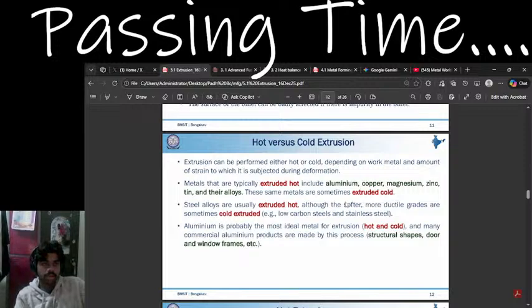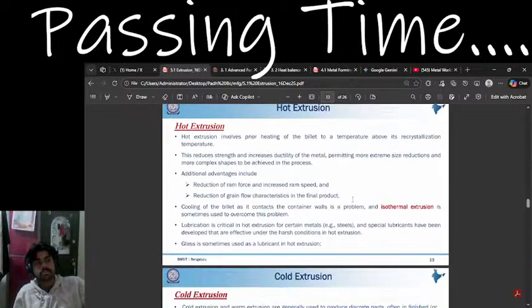Extrusion may be performed either hot or cold, depending on the work material and the amount of strain it will be subjected to in the deformation. Materials that are commonly extruded hot include aluminum and zinc, though these same materials are sometimes extruded cold. Steel alloys are usually extruded hot, although softer and more ductile grades are sometimes cold extruded, such as low carbon steel and stainless steel. Aluminum is probably the most ideal metal for extrusion, and many cars will use a hot extrusion.